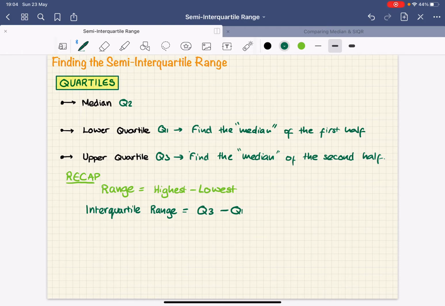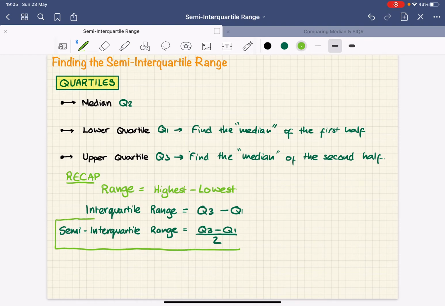However, again, we like to make things a little bit smaller, and that's where we bring in our semi-interquartile range. Think about what semicircles mean. A semicircle is just half of a circle, so the semi-interquartile range is just going to be half of my interquartile range. So this is what we're going to be using: Q3 take away Q1, and then we divide it by 2. Okay, so let's take a look at some examples on that.